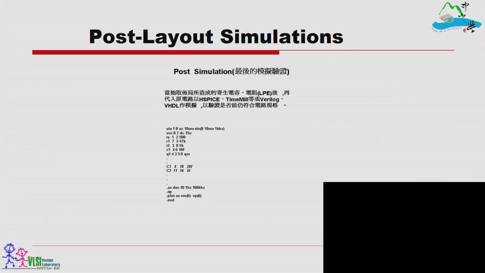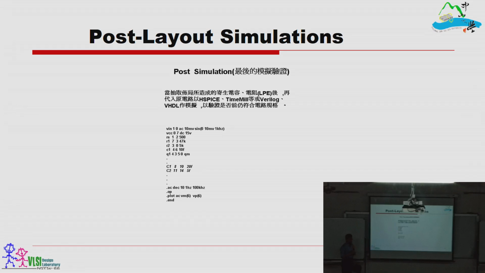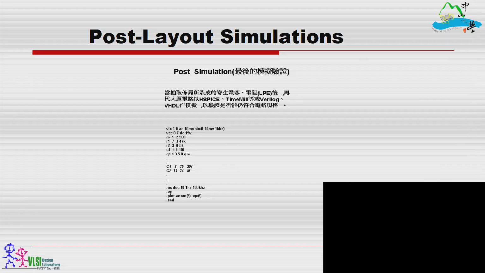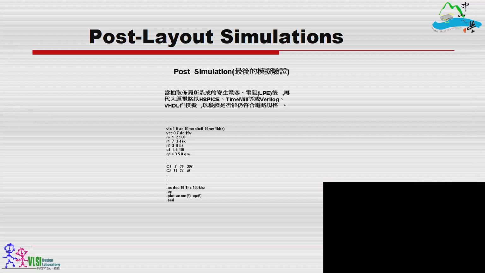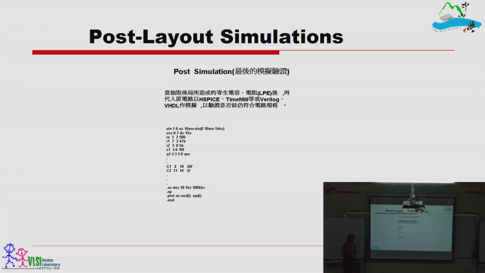Then after layout design, you have to run the simulation again, because after the layout is done, a lot of parasitic components will show up. For example, those things that we don't like: parasitic capacitors, resistors, and the coil, the inductance. Okay, we have to take those factors into consideration and rerun, to see how it works again.